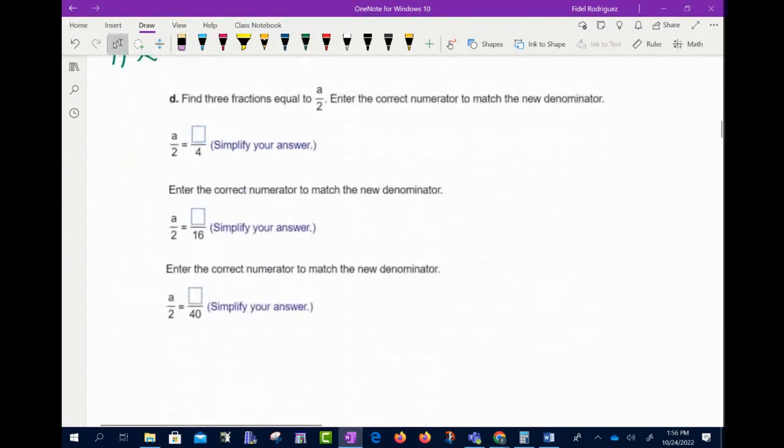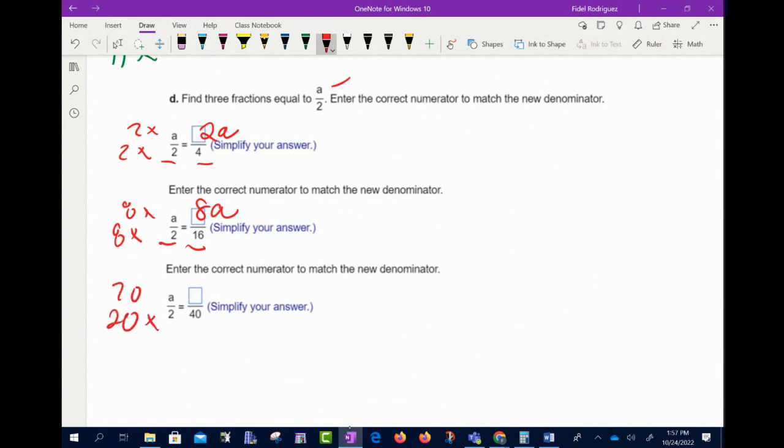Okay. Now, same thing here, y'all. All we're doing now is that instead of having a number, we've got a letter A. But I'm playing the same game. I'm saying, look, 2 times what gives me 4? 2 times 2. So 2 times A gives me a 2A. 2 times what is 16? 8. 8 times 2. So 8 times A is an 8A. And 20. 20 times 2. So 20 times A is a 20A. Okay.